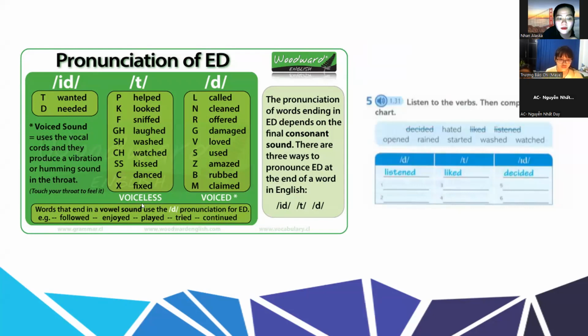Words that end in a vowel sound use the D pronunciation for ed: followed, enjoyed, played, tried, continued. So here we have some examples. The pronunciation of words ending in ed depends on the final consonant sound. There are three ways to pronounce ed at the end of a word in English: id, t, d, right? So how about you kindly practice pronouncing the words with the id sound?